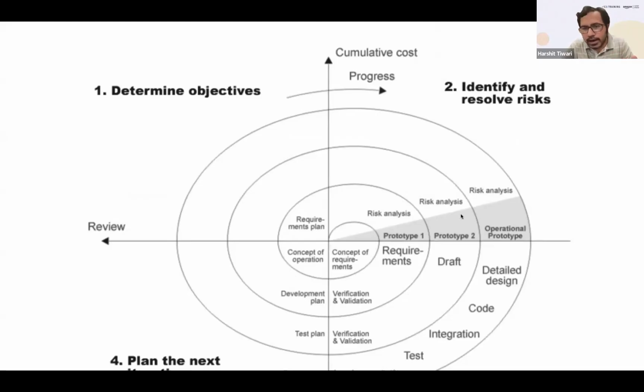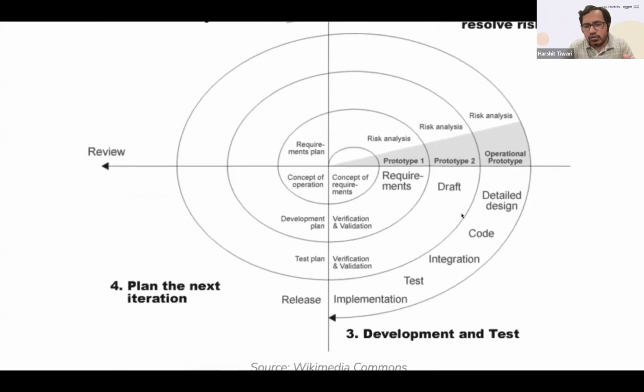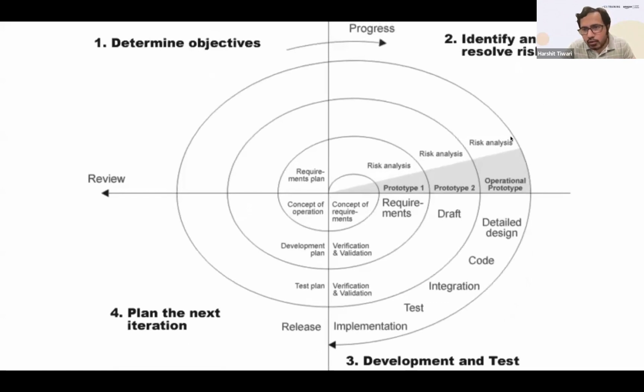Then you have the prototype two, and again you develop, you develop test, you plan the next iteration. So like this you keep going until you have the operational prototype. Once you have the operational prototype, you detail the design, the code, integration, you test and implementation, and then you release. So you see how the spiral is being formed. So that is a spiral.